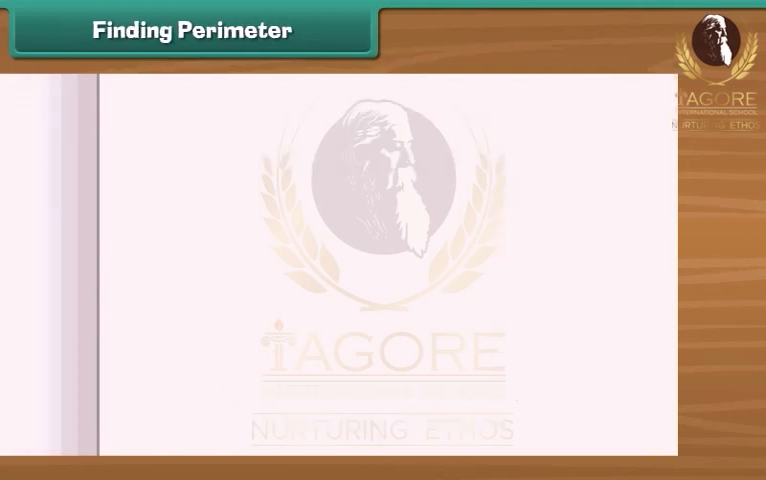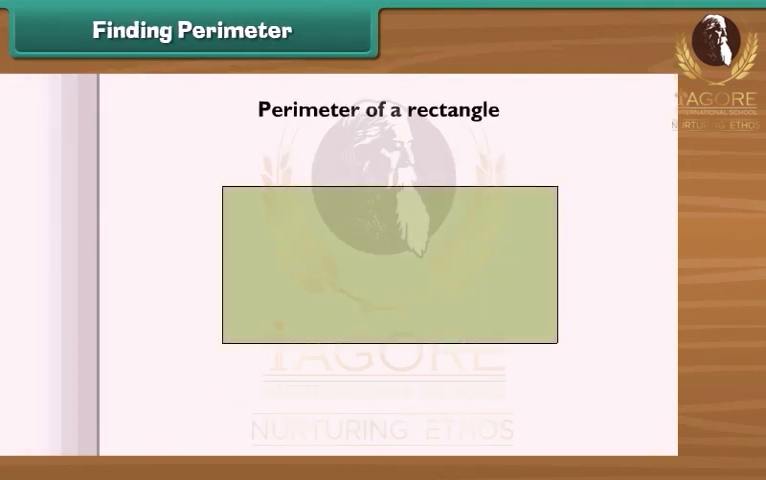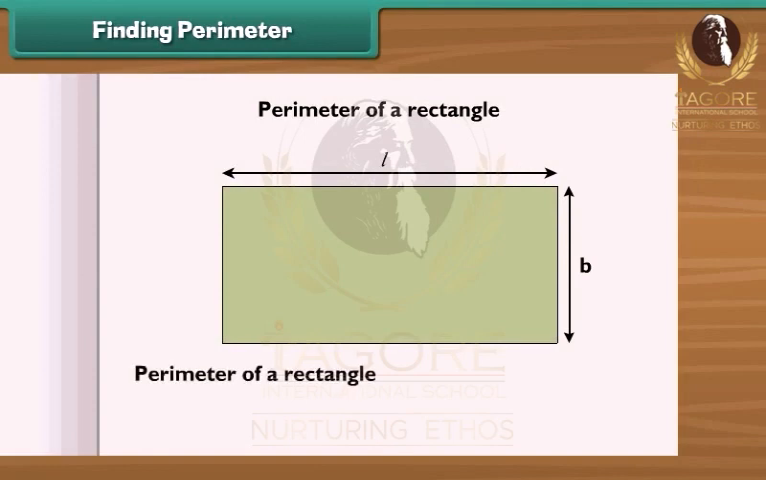Finding perimeter. Perimeter of a rectangle. If L is the length of a rectangle and B its breadth, the perimeter of the rectangle is equal to L plus B plus L plus B is equal to 2 into L plus 2 into B.